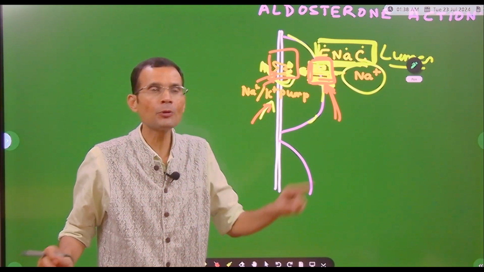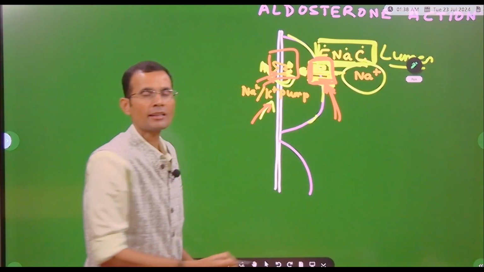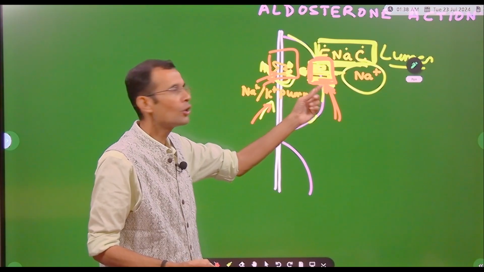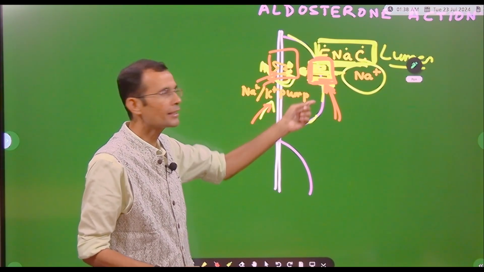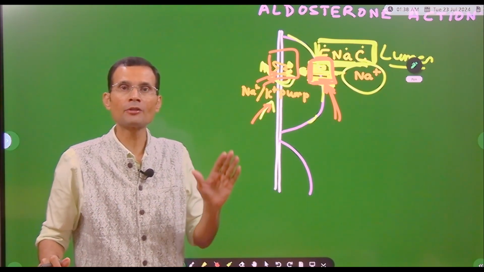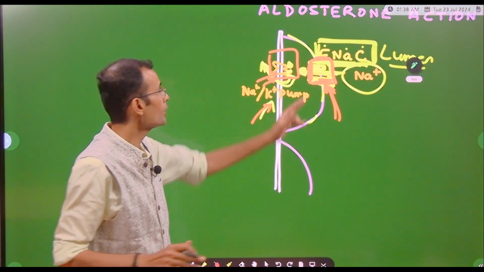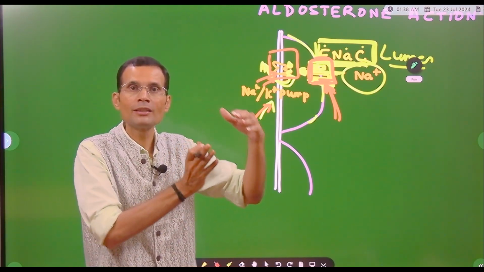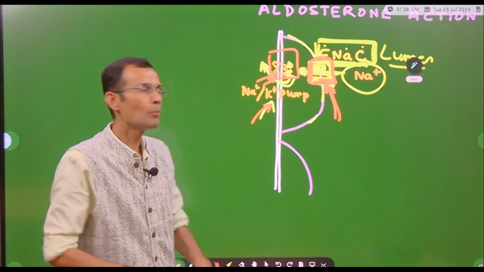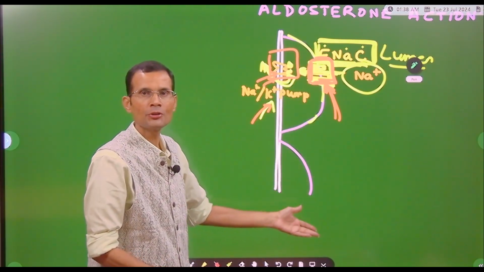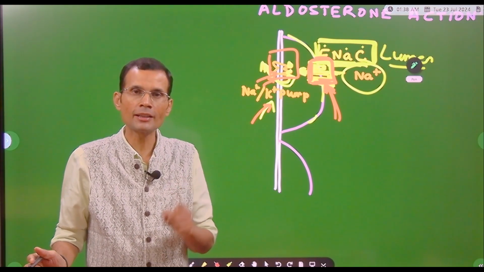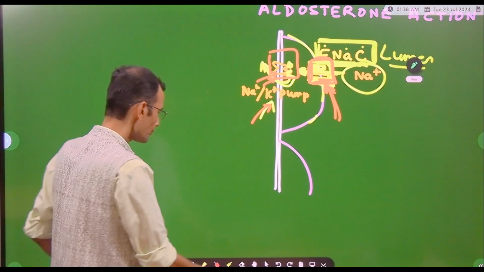Aldosterone deubiquinates these ENaCs. Aldosterone does not allow ubiquitin tagging of these transporters, these ENaC. It means ENaC will not be removed that fast, that early from the membrane. ENaCs will stay in the apical membrane for longer durations. So more ENaCs staying for longer durations and more sodium potassium pumps. That is how aldosterone achieves the increased sodium reabsorption.